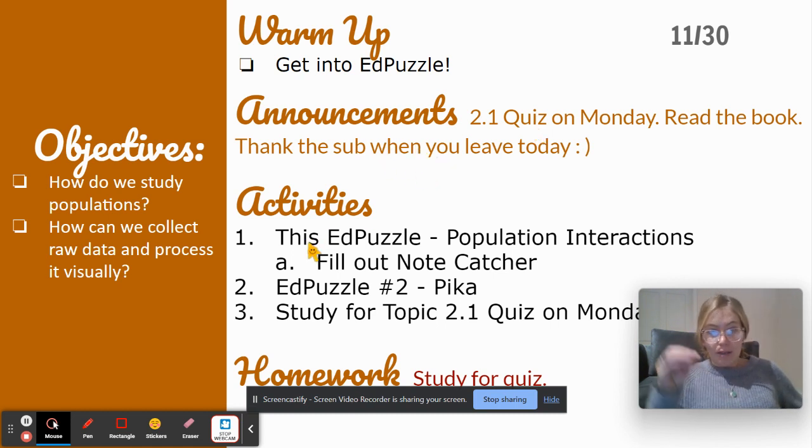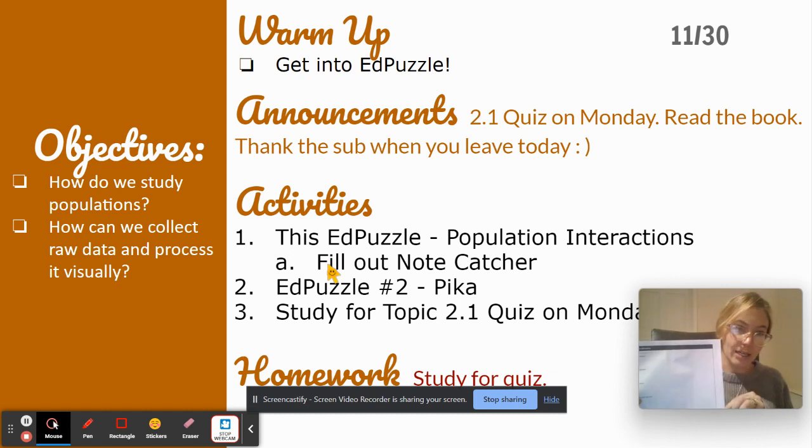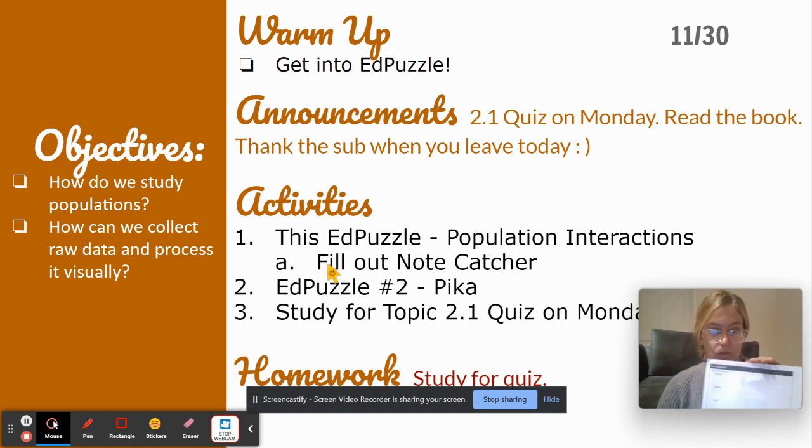Activities for today, this Ed puzzle, population interactions, and while you are listening to this, you are going to be filling this note catcher out. So if you didn't get one from the sub, please get one. It is 2 pages, front and back, so 4 pages. Get your name on there in case you misplace it, but you will not be turning this in. You will be just using it on the quiz.